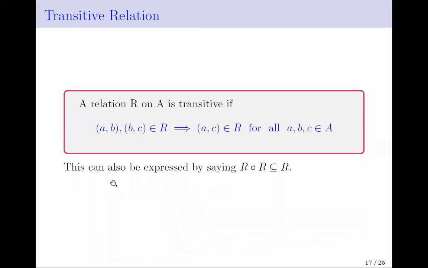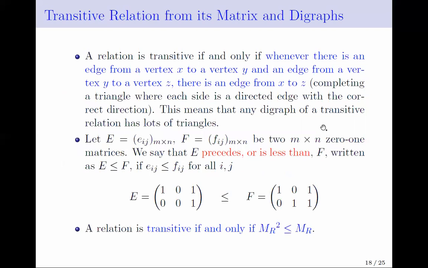Now, next we move on to the next relation, the transitive relation. A relation on a set A is said to be transitive if AB and BC belong to R, then AC also belongs to R for all A, B, C belonging to A. Transitive relation from its matrix. A relation is transitive if and only if whenever there is an edge from a vertex x to a vertex y and an edge from a vertex y to a vertex z, there is an edge from x to z.